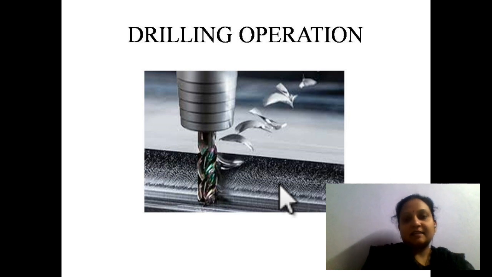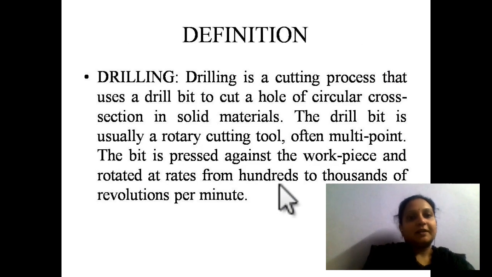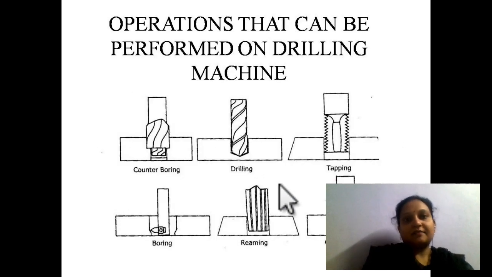In the last class we discussed what a drilling operation is and which type of tool we use for it. That is, we use a multi-point cutting tool to perform the drilling operation, and drilling is performed to get holes of the required size. So these are the various operations that can be performed on the drilling machine.